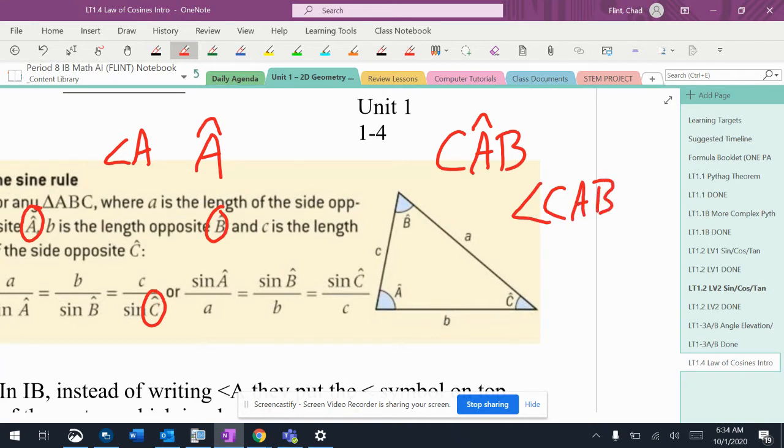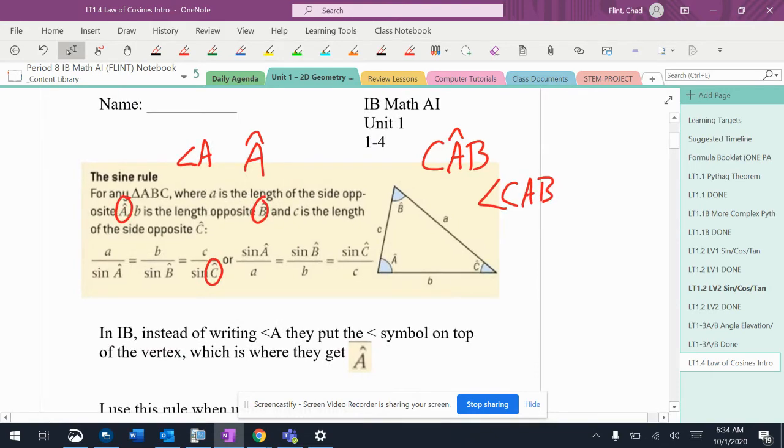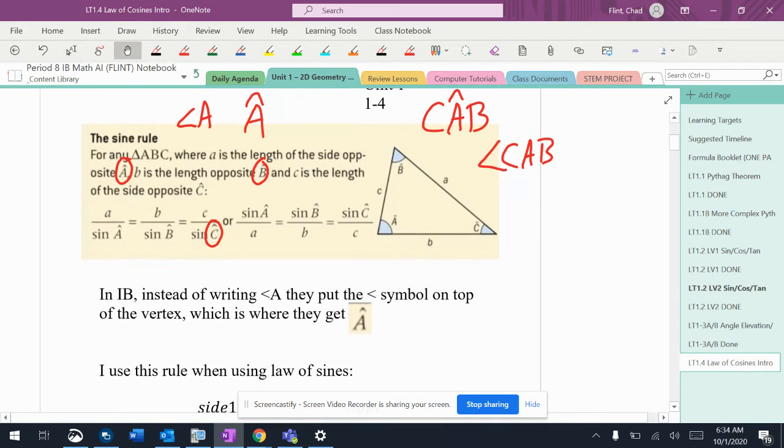Okay. What you'll learn in IB is that the U.S. uses lots of notations that are specific to us that nobody else uses. Kind of like we use inches and feet, and really nobody else uses that except England. So that's what we've got going on there with the symbols.